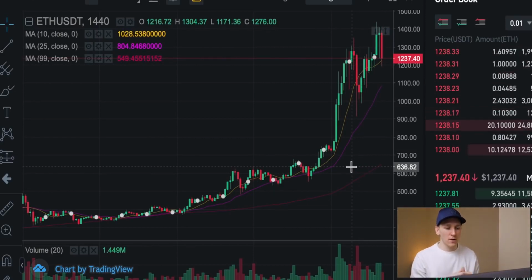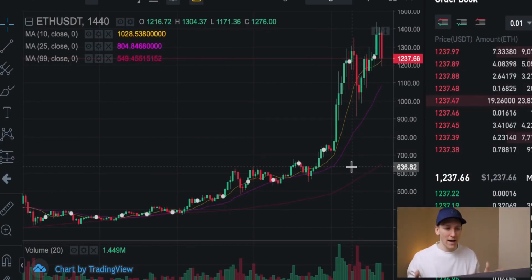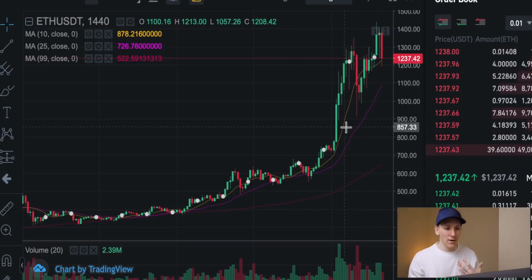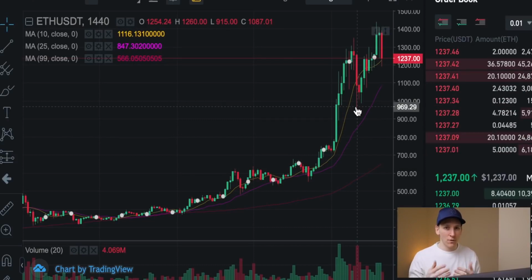Now, simple moving averages don't really tell you a lot, but they just give you a smoothed outline of the chart's movements. And people use these as a very rough basis of lines of support and resistance.